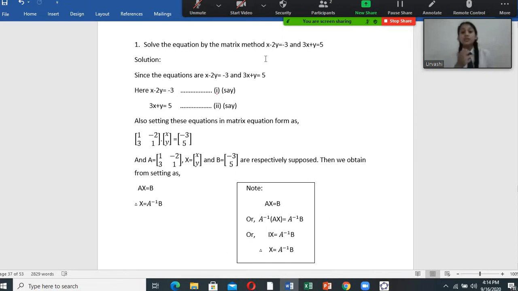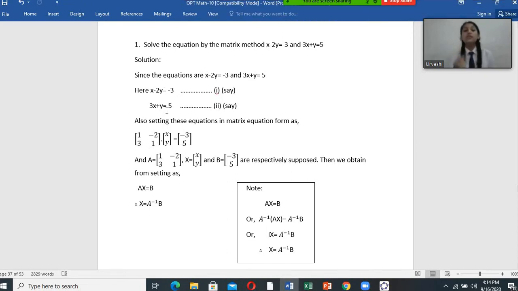Here we have the coefficient of x and the coefficient of y. For the first matrix A, we first take the coefficients of x and y. In matrix A, we have 1, minus 2, 3 and 1. We have to arrange the x and y coefficients accordingly. Similarly, we have the second matrix, which is X, where we take the variables, and the variables in these equations are x and y. And lastly, we have the third matrix, which is minus 3 and 5, and this only includes the constant parts.